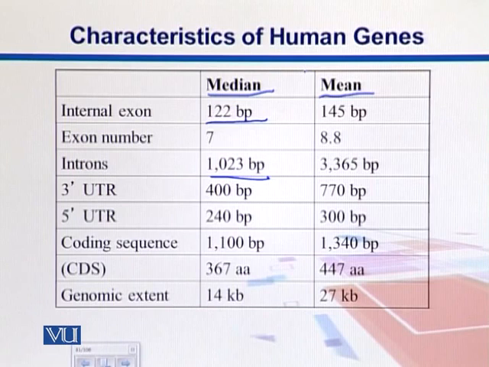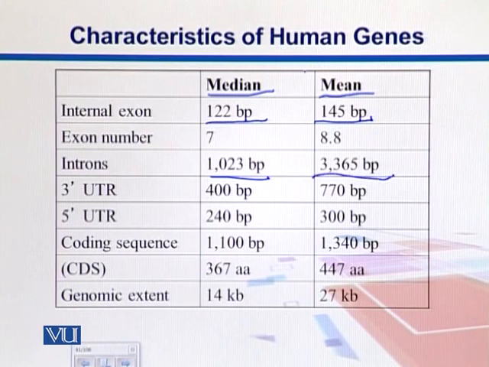If you keep in your mind the structure of a gene, we have exons, then we have introns, and then we have exons. So the internal exons are actually separated by the introns. If you look into their size, they are around 122 base pairs as far as the median is concerned, whereas the mean is 145. If we look into the introns, it's around 1 kb as far as the median, and as far as the mean is concerned, it's around 3.3 kbs.